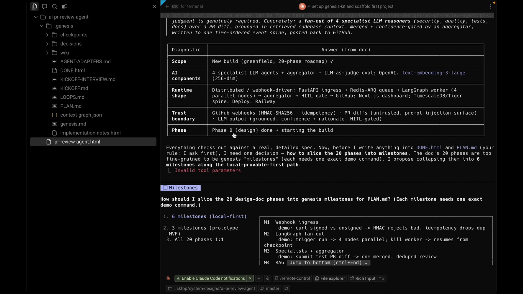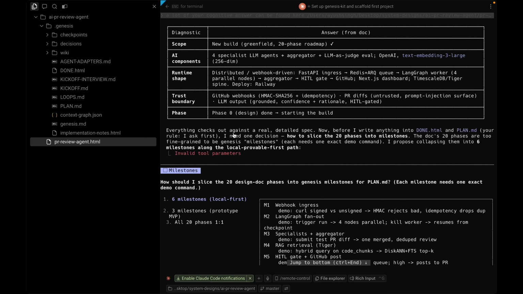Pretty much great. So how should I build the design into Genesis? Each milestone needs one exact demo. As I said, one of the beautiful parts of the Genesis set is that a lot of times your coding agent produces something and says, okay, it should work. But for this, we want to make sure it has some sort of harness before it will call done. After every phase, we want to make sure it is going through the style we want, which is why it forces it to run a specific demo command that proves it works.